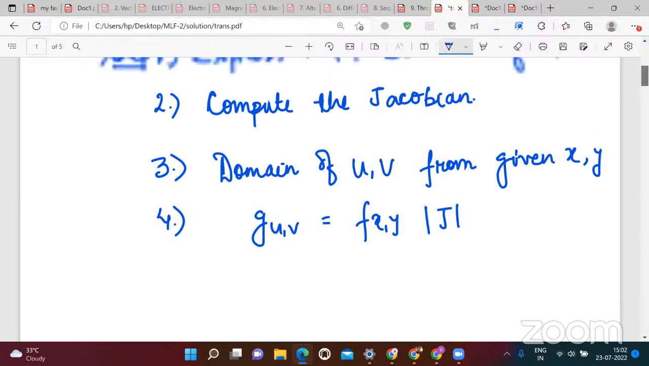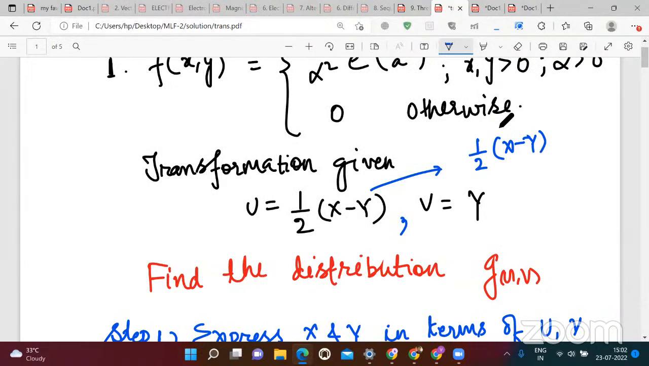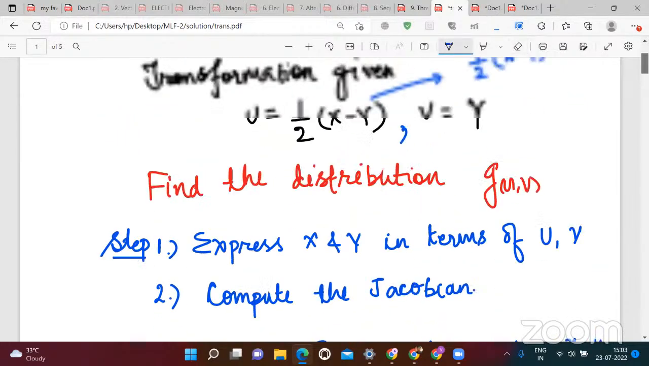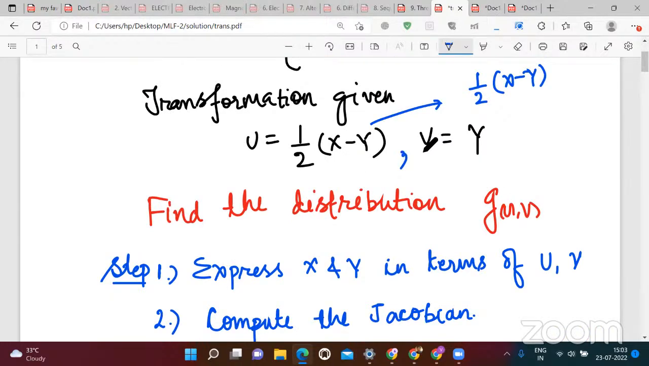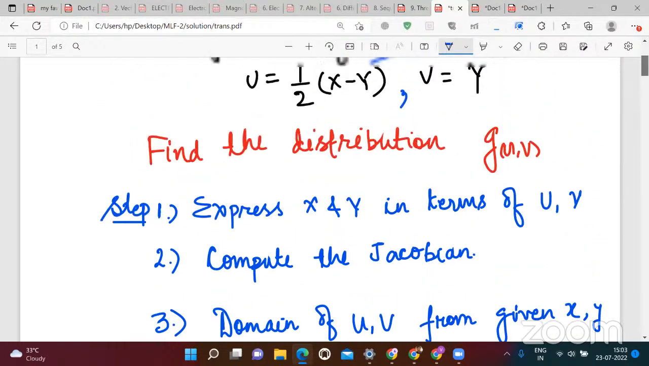Now you can write the joint distribution of uv equals f of xy multiplied with the Jacobian. If you are later asked to calculate the distribution of 1/2 x minus y, that is simply the marginal distribution of u. If the transformation is not given and you are just asked for the distribution of u, you can take a transformation from your side, for example v equals y, and calculate the joint distribution of uv. Then you can calculate the marginal distribution of u, because you have already calculated the domain. So everything you can calculate.